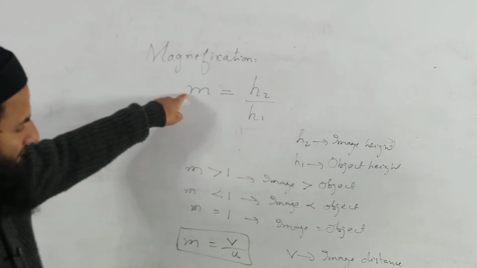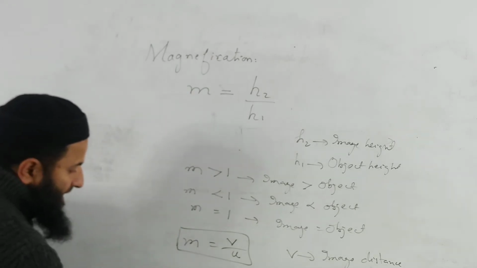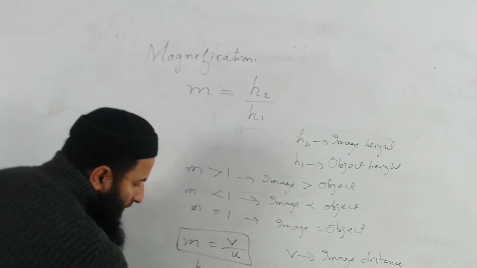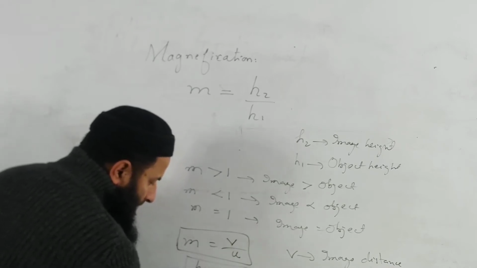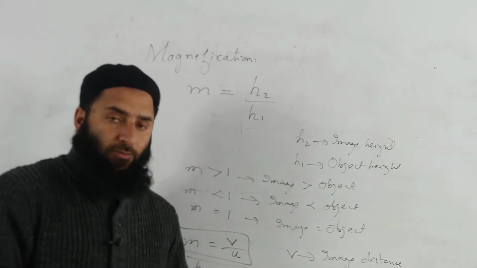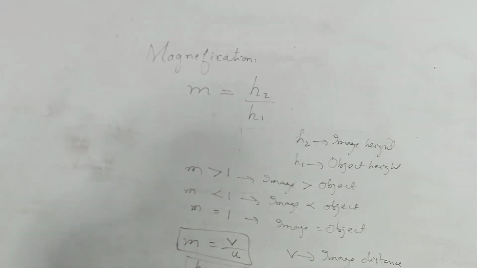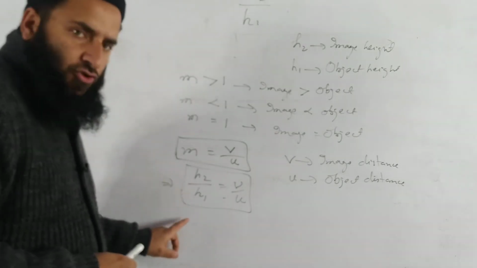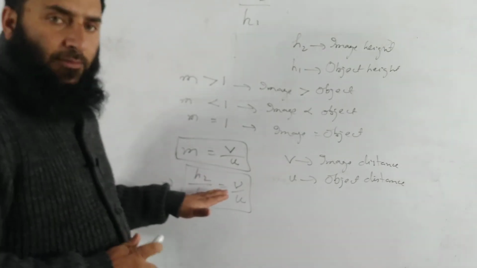Now by combining this one with this, we can say h2 upon h1 equal to v upon u. This formula is used to solve numerical problems. We can solve numerical problems by using the formula h2 upon h1 is always equal to v upon u.